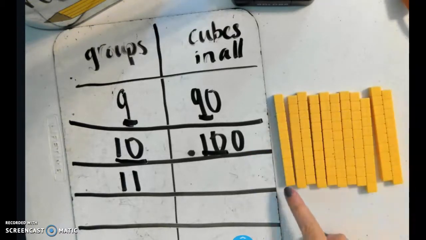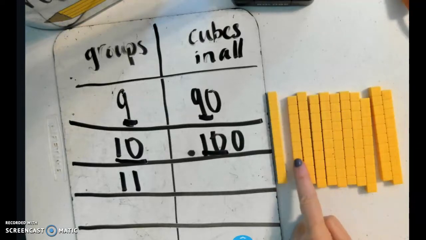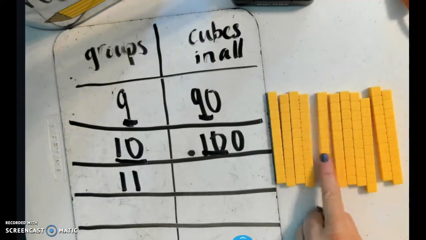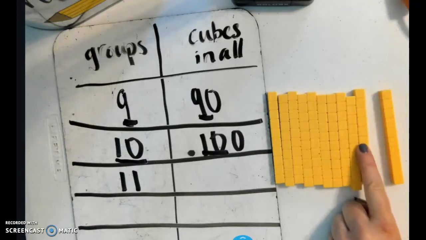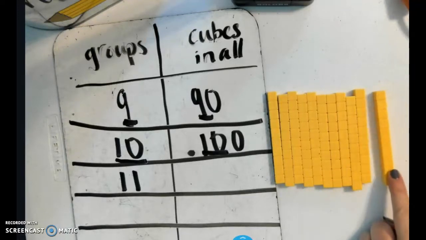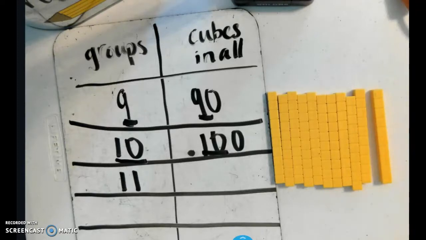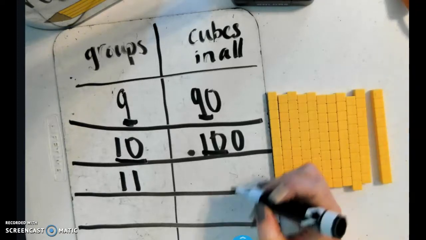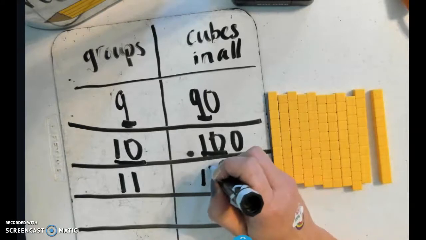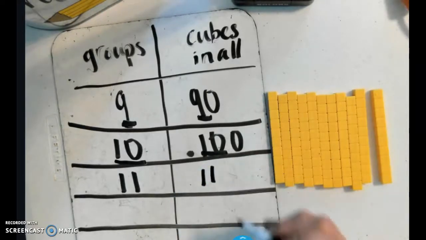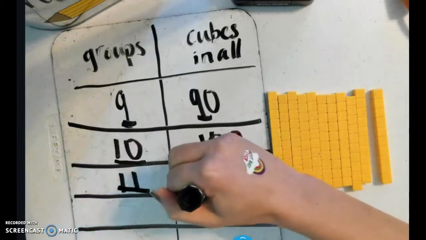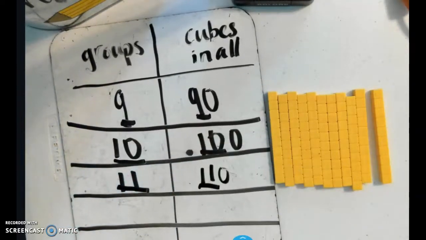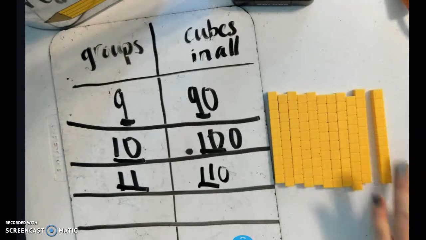Let's count them together. 10, 20, 30, 40, 50, 60, 70, 80, 90, 100, 110. Now watch when I write the number 110. Look at what comes at the front of the number 110. Isn't that interesting?